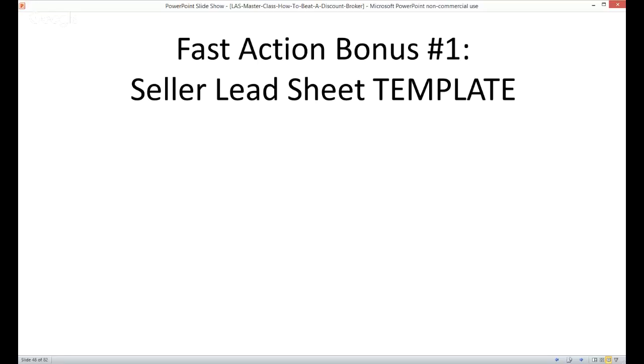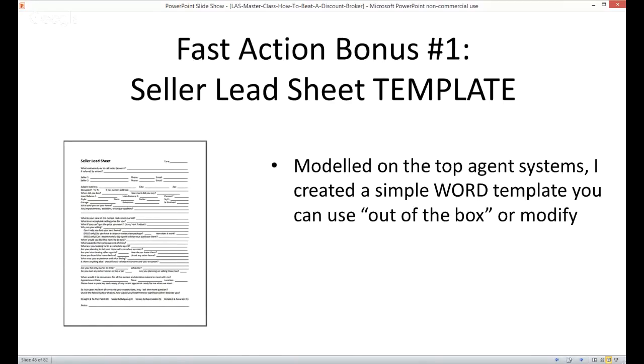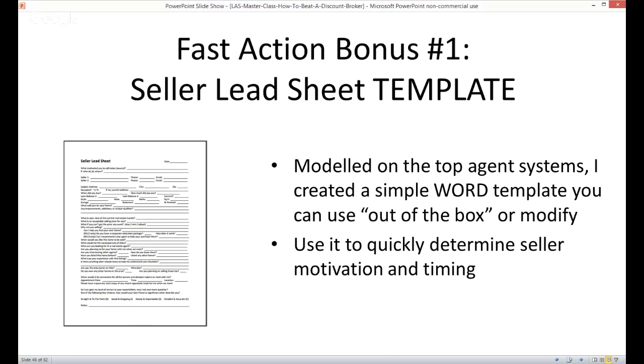Remember Einstein? Well, fast action bonus number 1, you take action today. Here you go. You get the seller lead sheet template. Now, I modeled this template on the top agent systems. I saw what they were doing. I took the questions that they were asking, the information that they requested and needed, and put it into a one-page form. You get this in Word, so you can modify it to your market, and you can also just use it right out of the box because it's ready to go. Now, you're going to use this to quickly determine that seller's motivation, their timing, see if they're qualified, if you're going to jump on it right now and set an appointment, or if you're going to wait. That's what this form is for. So set appointments with the best leads. That's the purpose of this form.